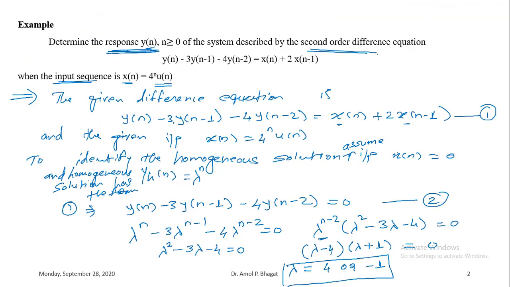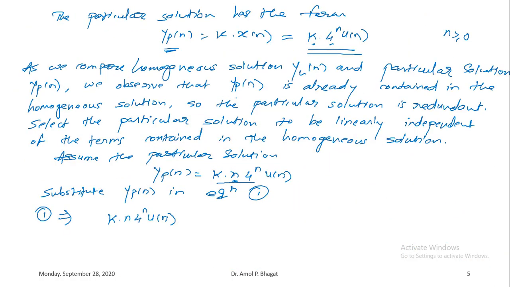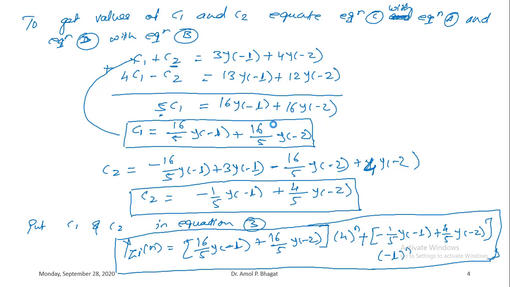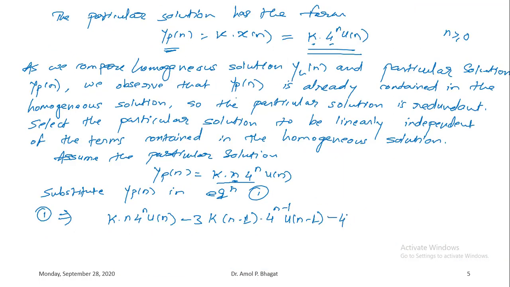In place of 3 y of n minus 1, so minus 3 y of n minus 1 is there. So 3k into n minus 1 into 4 raised to power n minus 1 u of n minus 1 will be there, right? Similarly, the next term is minus 4 y of n minus 2. In place of y of n minus 2, again k into n minus 2 into 4 raised to power n minus 2 u of n minus 2 will be there.